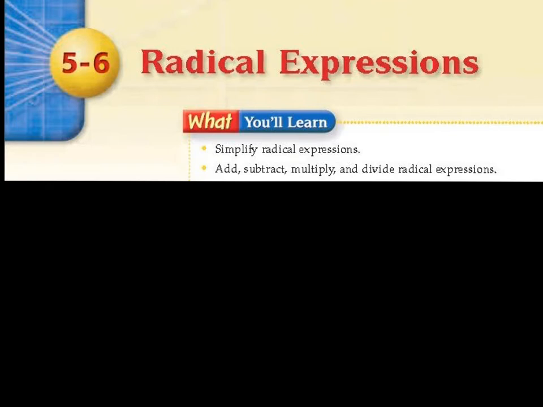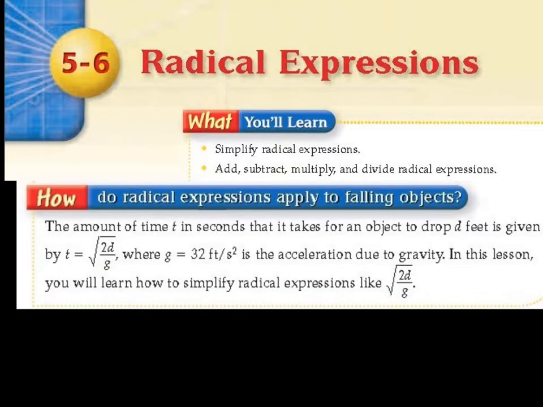In this lesson, we'll simplify radical expressions and add, subtract, multiply, and divide radical expressions. How do radical expressions apply to falling objects? The amount of time t in seconds that it takes for an object to drop d feet is given by t equals the square root of 2d over g, where g equals 32 feet per second squared is the acceleration due to gravity. In this lesson, you'll learn how to simplify radical expressions like the square root of 2d over g.